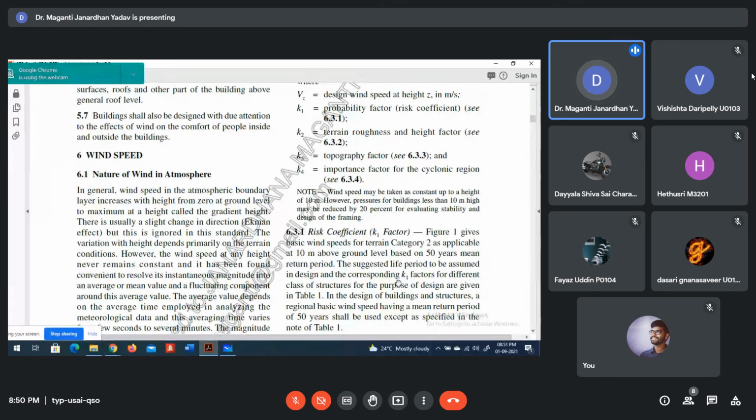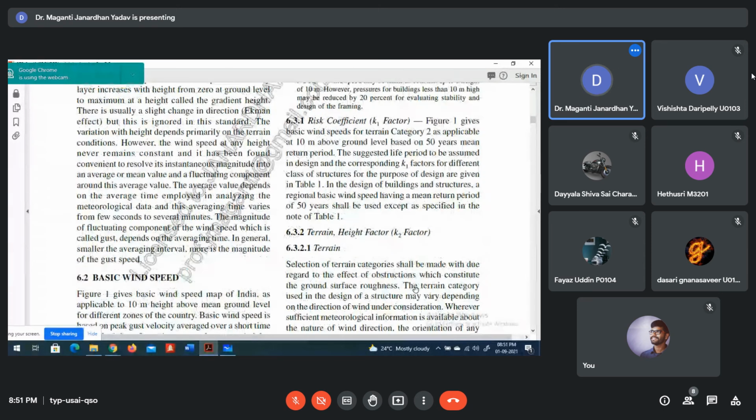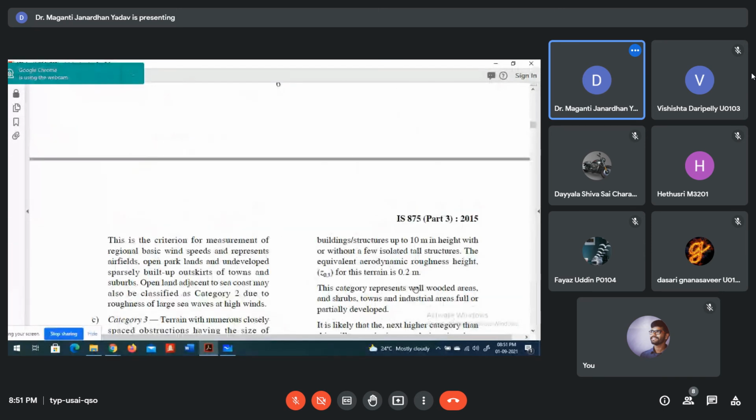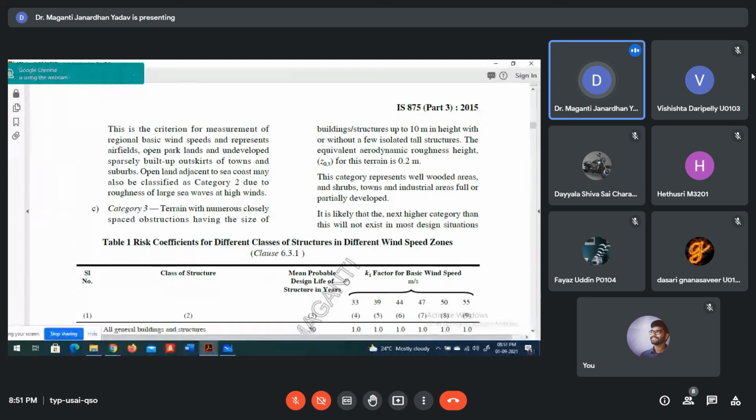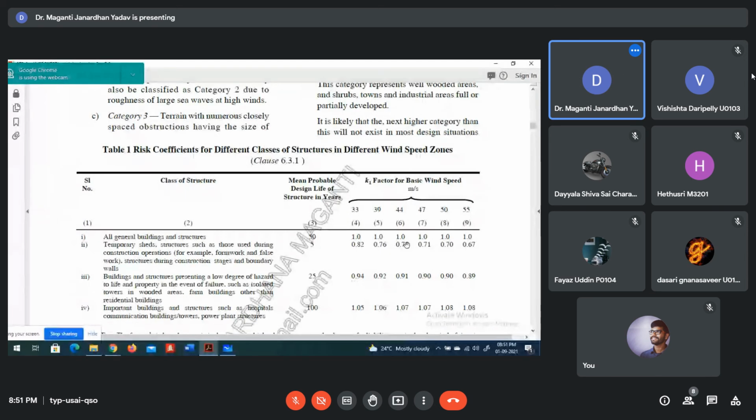The suggested life period to be assumed in the design and the corresponding K1 factors for different classes of structures for purpose of design are given in the table 1. So this is the table 1 for various basic wind speeds.